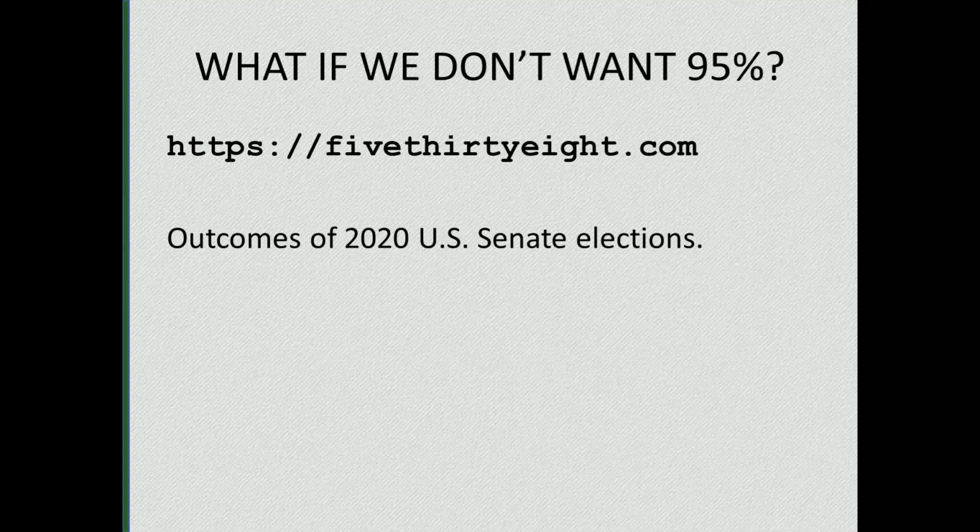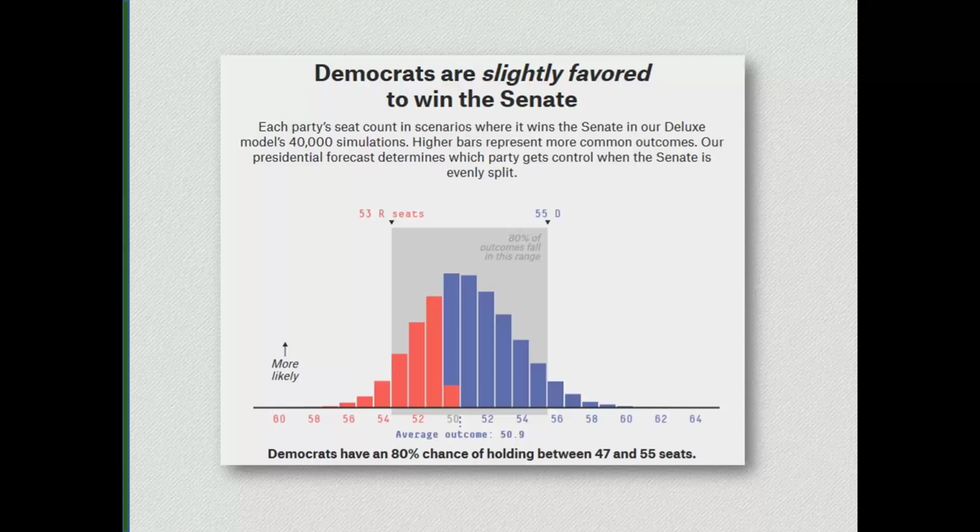It also has models for something truly much more important: sporting events. But in this example, I want to look at his confidence intervals for outcomes of the current U.S. Senate elections. Here's his picture. Notice he is doing an 80% confidence interval for the outcomes of the composition of the Senate after the 2020 elections. He notes that the Democrat Party, an 80% confidence interval for their number of seats, runs 47 to 55 seats. It's an 80%, not a 95% confidence interval.